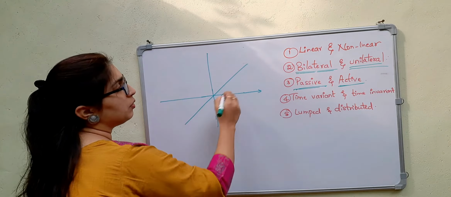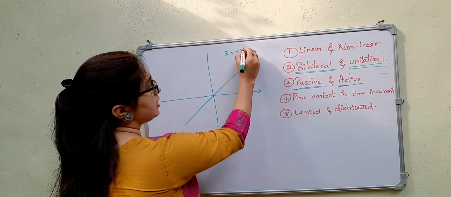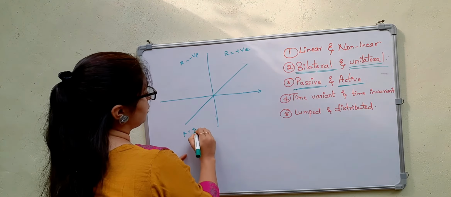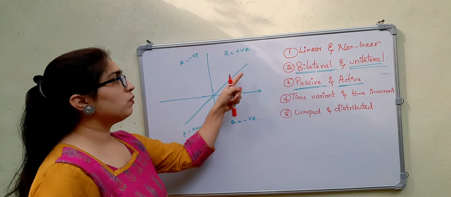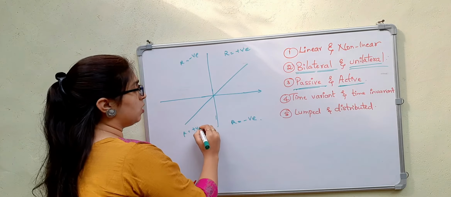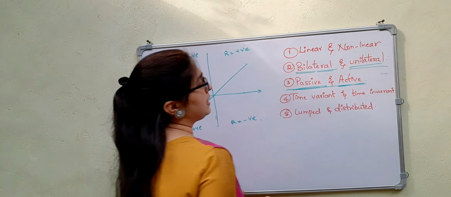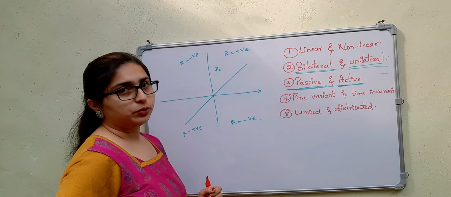Here you can see from the previous diagram, I said in the first quadrant resistance is positive, here the resistance is negative, here it is positive, here it is negative. Now this is a linear one because it is a straight line and it is positive throughout, so this is bilateral.